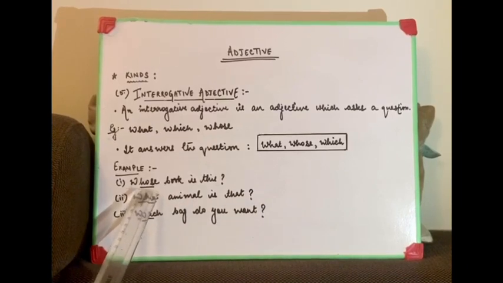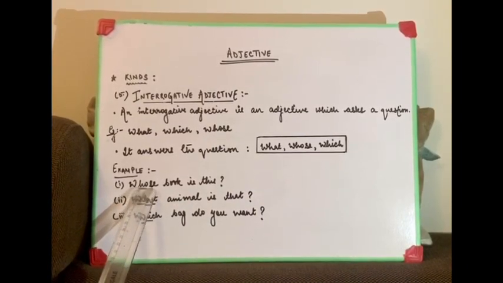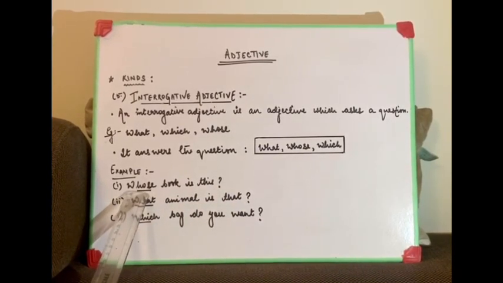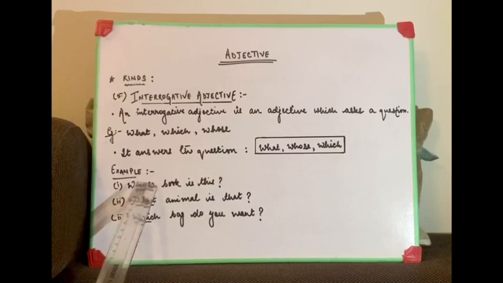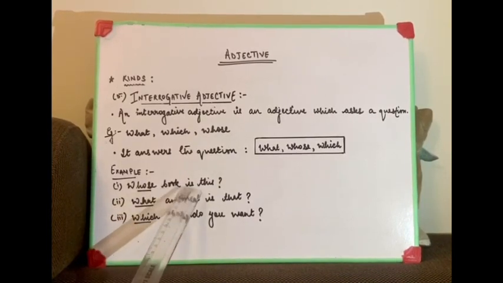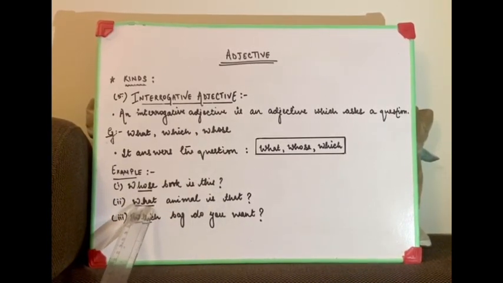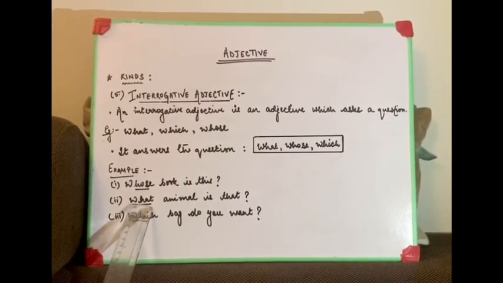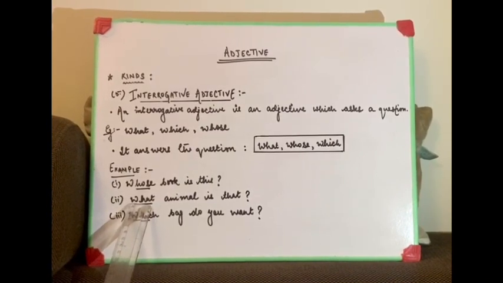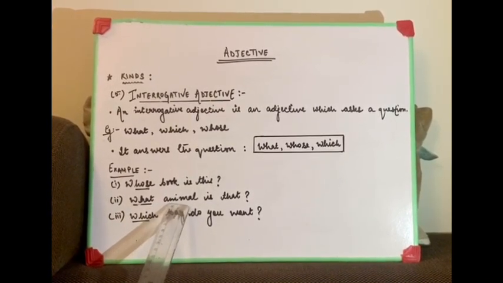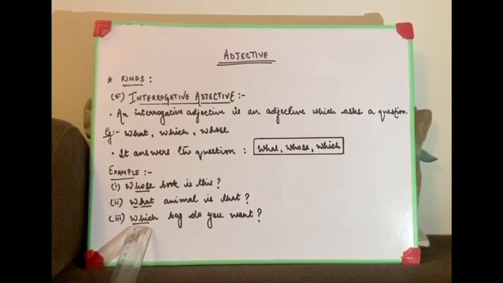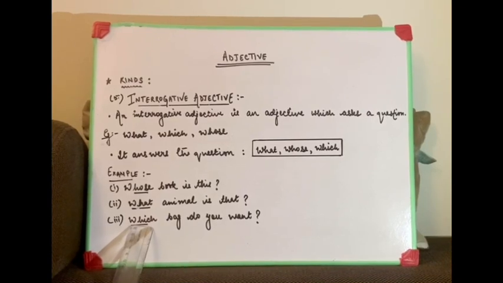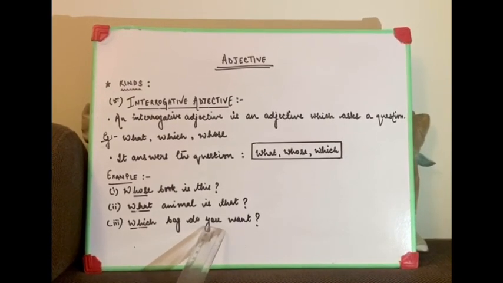Let's understand with a few examples. Whose book is this? Now, in this sentence, whose is the adjective which is asking about the book. Next one, what animal is that? Same way here, what is the interrogative adjective? It is the question word which is asking about the animal. The next one, which bag do you want? Here, which is the question word which is asking about the bag that you want.